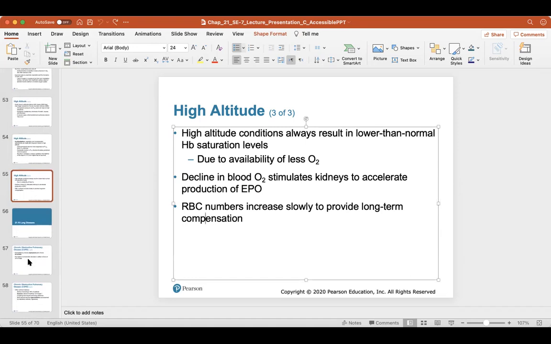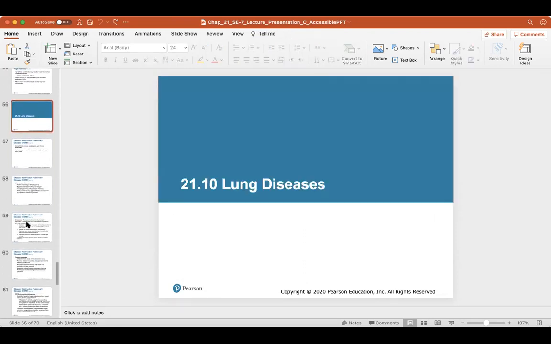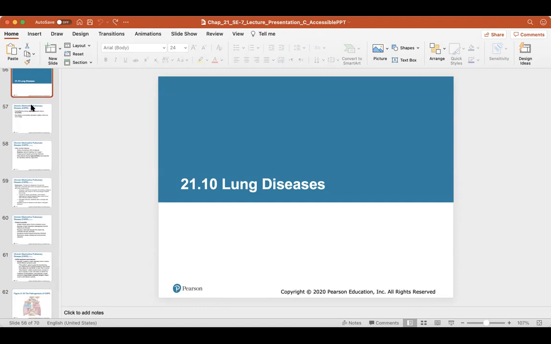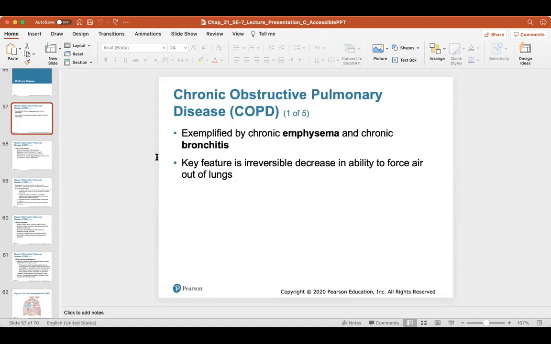So that is why athletes will often train at higher altitudes, because their bodies will adjust, their kidneys will stimulate your erythropoietin levels, which will increase red blood cell numbers. And if athletes have more red blood cells, they'll have more oxygen delivery to their tissues. We'll end the chapter then talking a little bit about lung diseases.